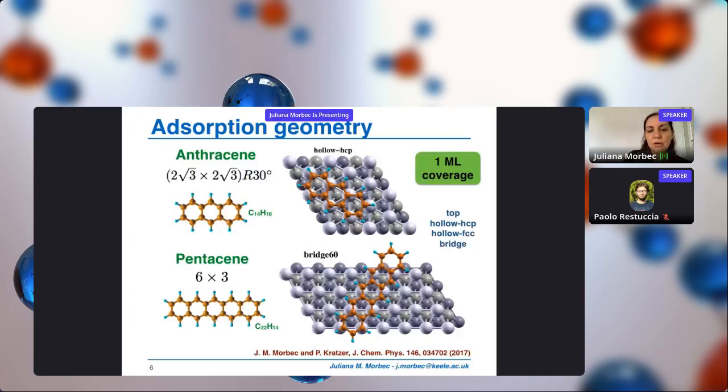And for pentacene molecules, it's a larger molecule. You have 5 benzene rings, so you have to use a larger cell to consider one monolayer coverage. And we include different sites where the molecules cannot be adsorbed.